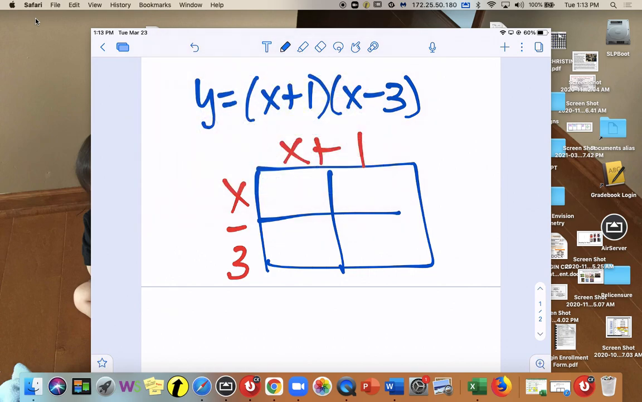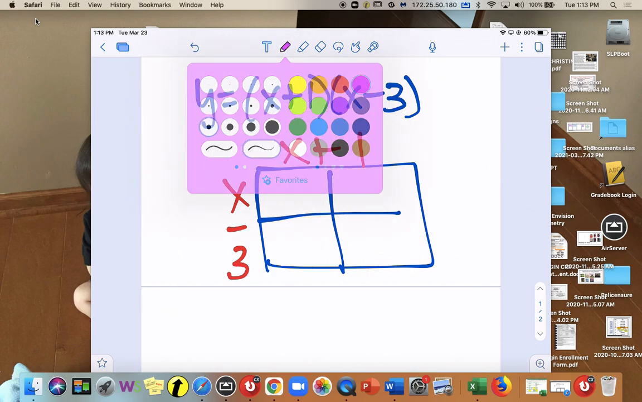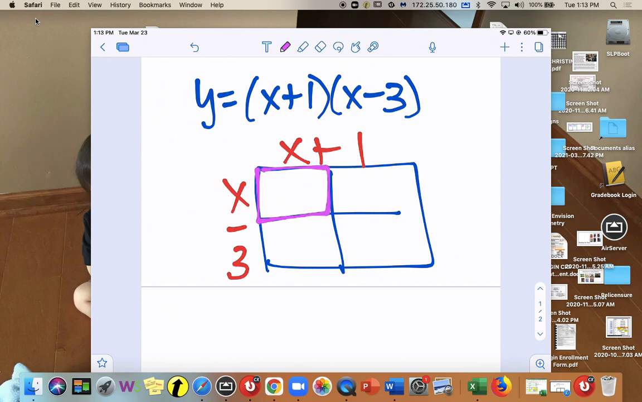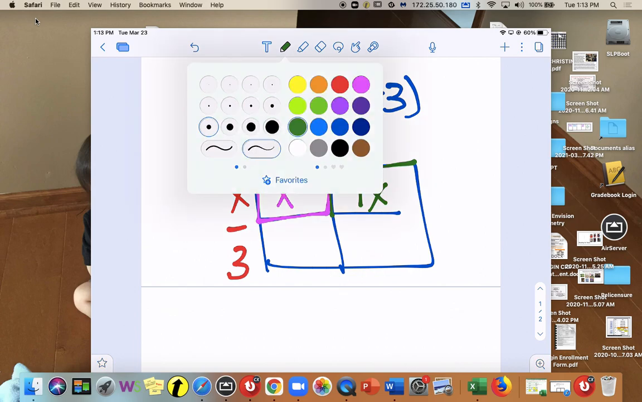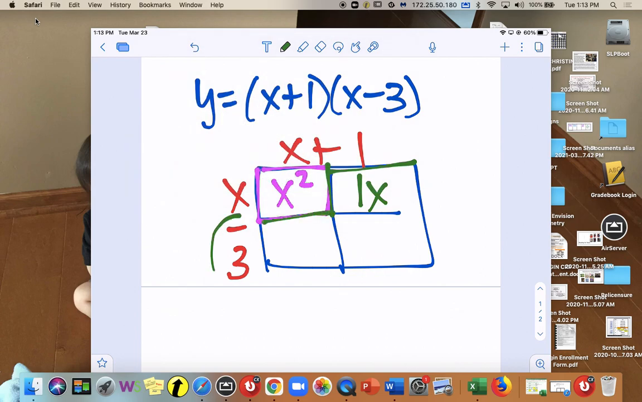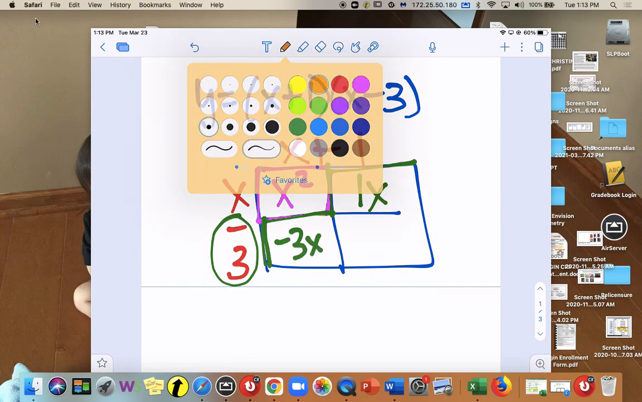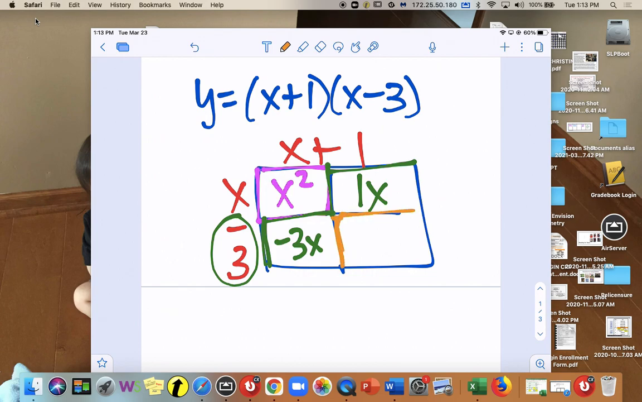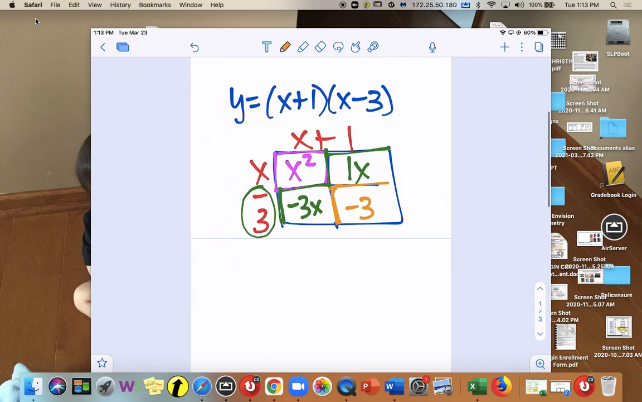So the first box is going to be x times x, and that's x squared. My second box will be 1 times x, which is 1x. My third box is x times negative 3, so negative 3x. And then my last box is 1 times, again, -3, which is -3. And then I'm going to combine like terms.